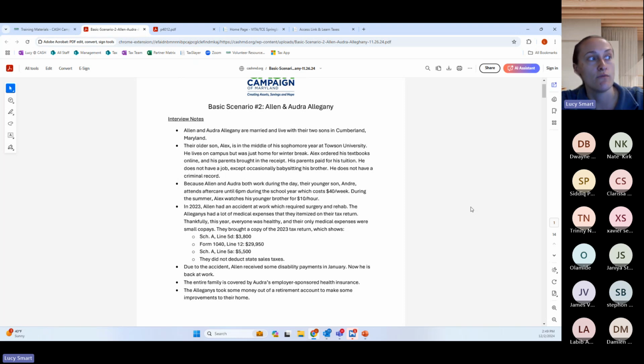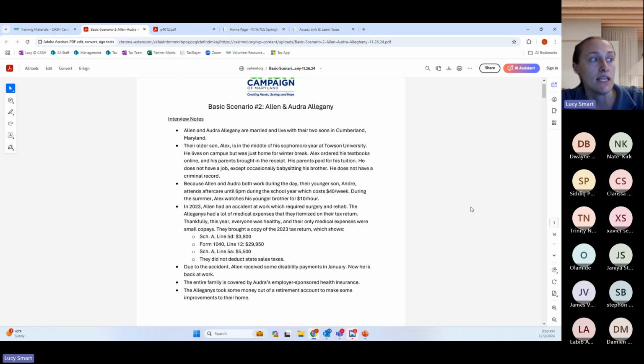His parents paid for his tuition. He does not have a job, except occasionally babysitting his brother. He does not have a criminal record. Because Alan and Audra both work during the day, their younger son, Andre, attends aftercare until 6 p.m. during the school year, which costs $40 a week. During the summer, Alex watches his younger brother for $10 an hour.